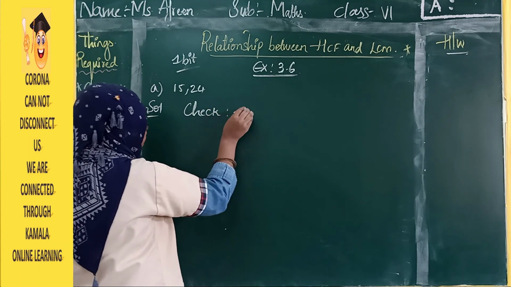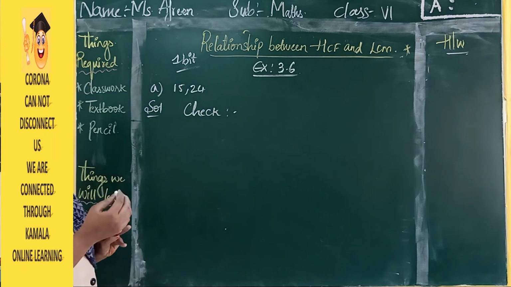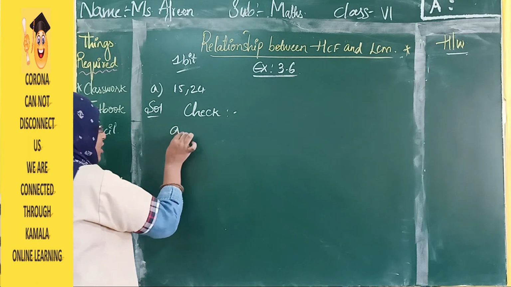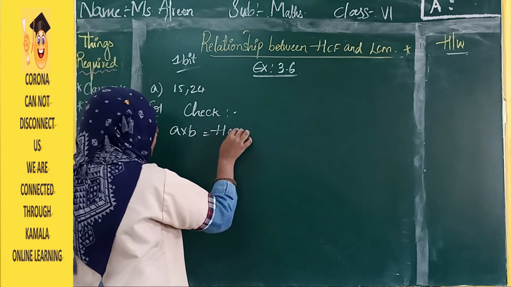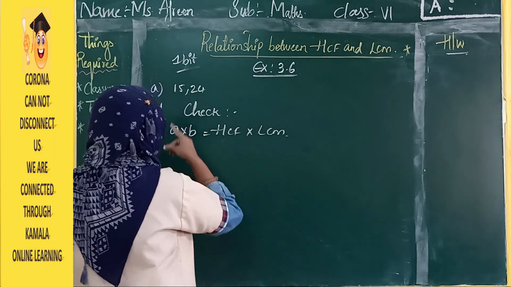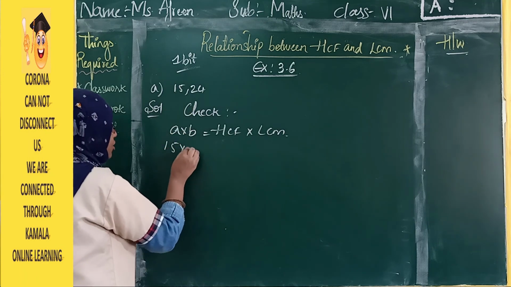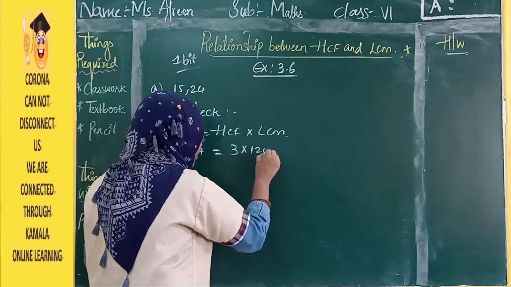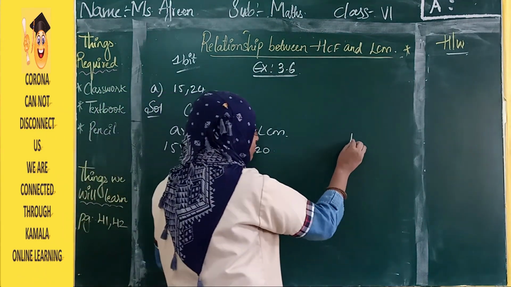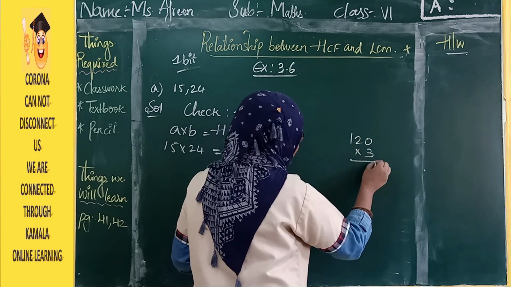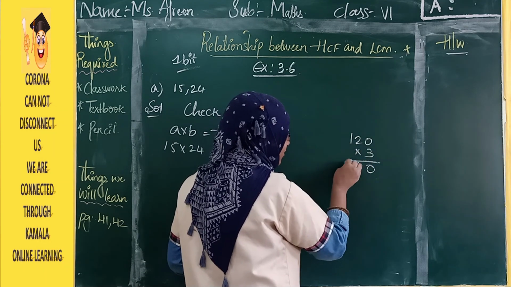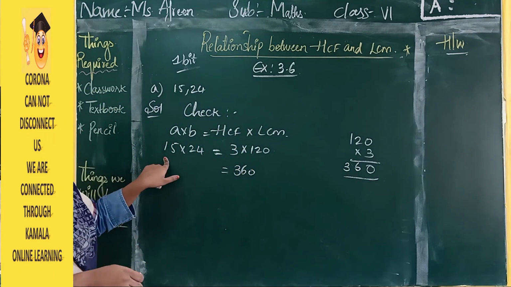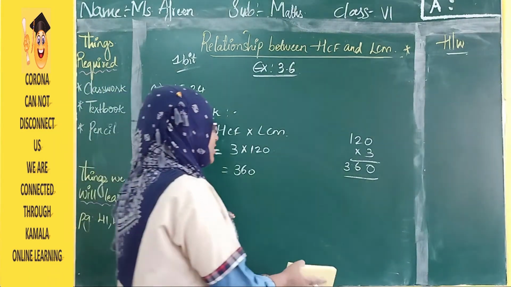To check, what is the formula? A into B is equal to HCF into LCM, right? Here A is 15 and B is 24. The HCF we got is 3 and the LCM is 120. Now 120 into 3: 3 zeros are 0, 3 twos are 6, 3 ones are 3, that is 360. Now let us see if 15 into 24 is 360, then our HCF and LCM are right.